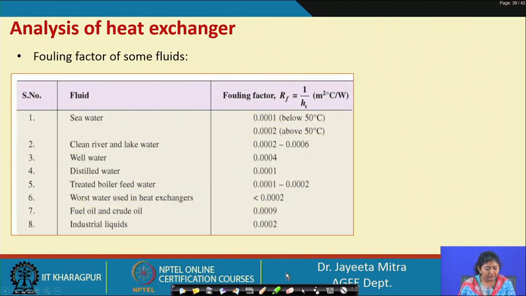So, fouling factor of some fluids, this you may get in many textbooks, and you can observe the range of this fouling factor RF, that is in meter square degree Celsius per watt. Like for distilled water this is 0.0001, for treated boiler feed water that is ranging from 0.0001 to 0.0002. Fuel oil and crude oil this is 0.0009, industrial liquid 0.0002, etc.